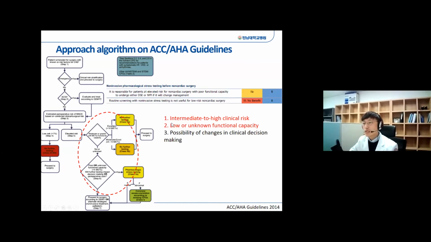So in short, if the patient has intermediate to high clinical risk and low or unknown functional capacity, and if there is a possibility of changes in clinical decision-making, then ischemia testing using SPECT or PET can be performed in patients undergoing non-cardiac surgery.